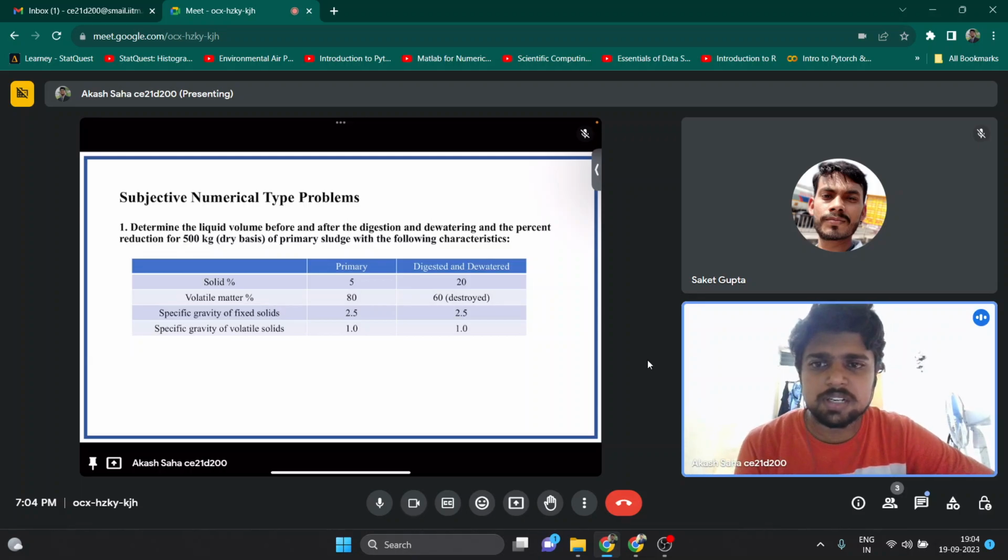So we have been given 500 kg of primary sludge, and after digestion and dewatering, there will be a reduction in the volume. So we have to find out everything, and all the characteristics are being given for the primary and the digested sludge, starting from the solid percentage, the volatile matter percentage, and the specific gravity of both fixed and volatile solids. So we will see how to solve this problem. First, try to go through the problem once again and see if you have any doubts. You can ask me right now, and you can note down the parameters. We will solve the problem.